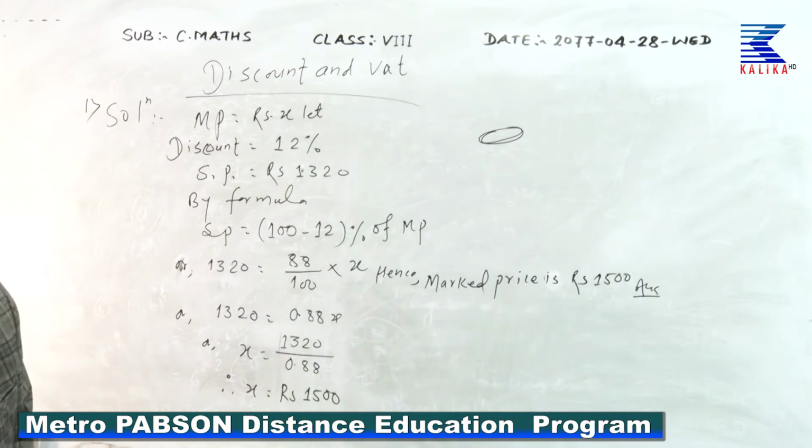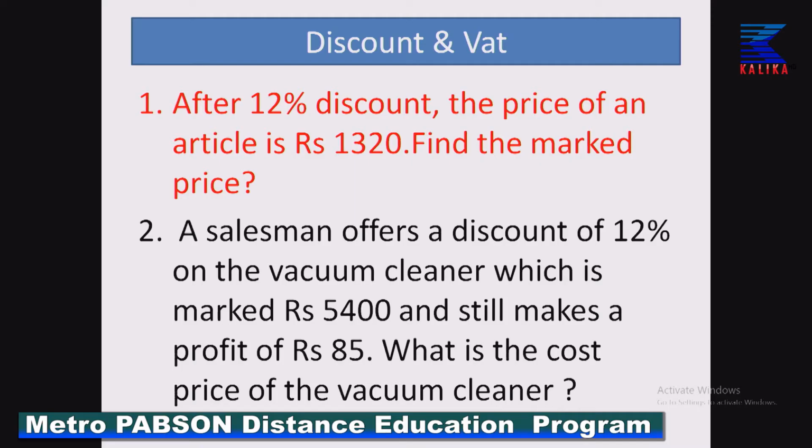And next, number two. A salesman offers a discount of 12% on a vacuum cleaner, which is marked Rs 5400, and still makes a profit of Rs 85. What is the cost price of the vacuum cleaner?